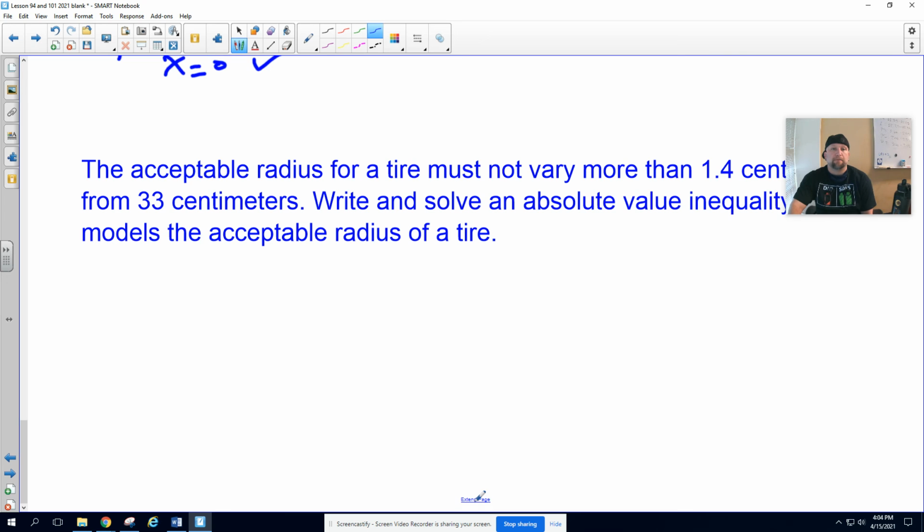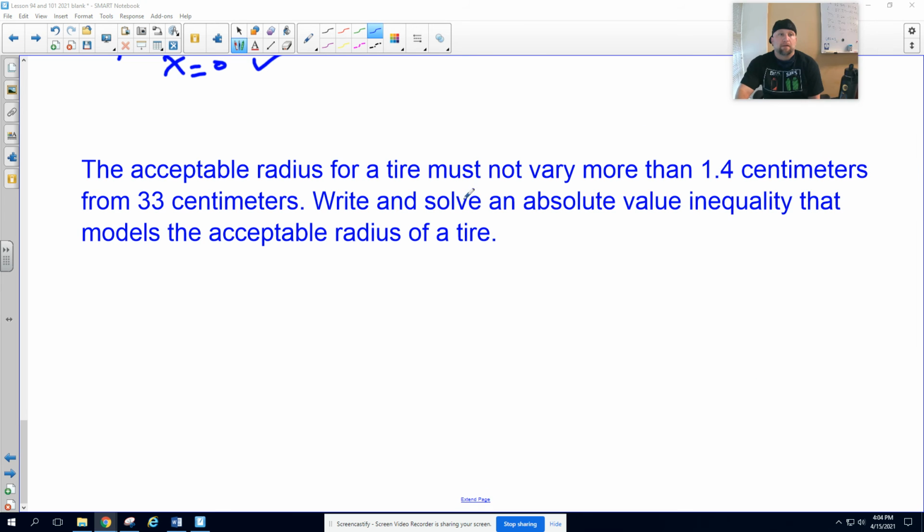Last of these examples. The acceptable radius for a tire must not vary more than 1.4 centimeters from 33 centimeters. Solve, or write and solve, an absolute value inequality that models the acceptable radius of a tire. So remember, it cannot vary more than 1.4 centimeters from 33 centimeters. So if we have the absolute value of x minus 33 is less than or equal to 1.4.